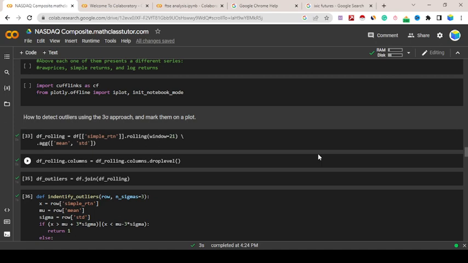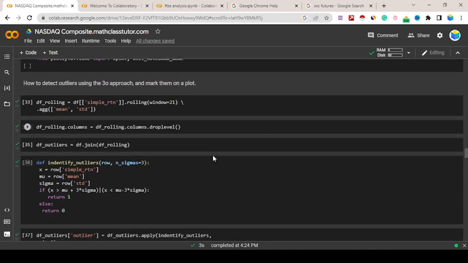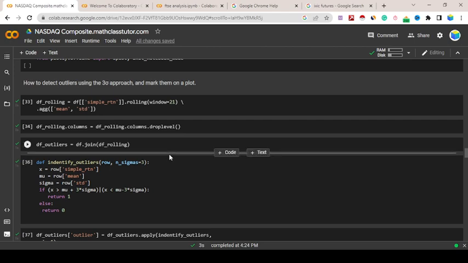How to detect the outliers using the 3 standard deviations approach and mark them on a plot. So df_rolling is df simple return dot rolling with window 21. Then with rolling and aggregate, we are getting the mean and standard deviation. We drop the column levels first, and the outliers are a join of the mean and standard deviation, both of them. So we define a function called identify_outliers.